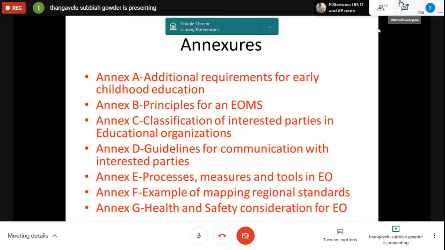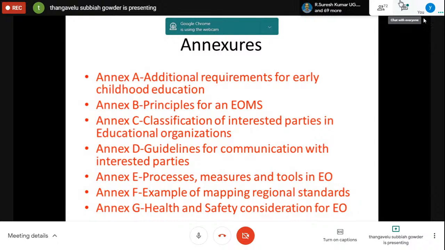Then suggested processes, measures and tools in an education organization. These are the processes involved in an education organization, these are the measures taken, and these are the tools used. See, this system is for throughout the world. It is an international system, and you have to contextualize it to Indian requirements, to our requirements. Okay.